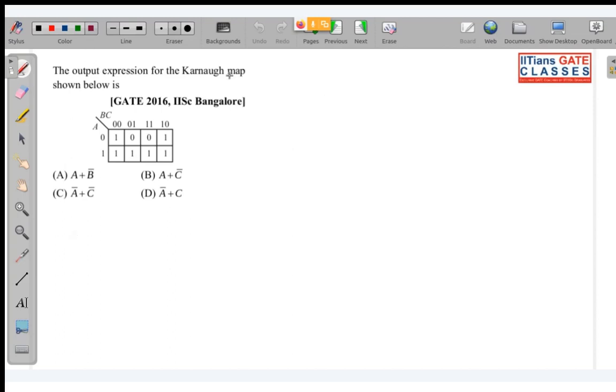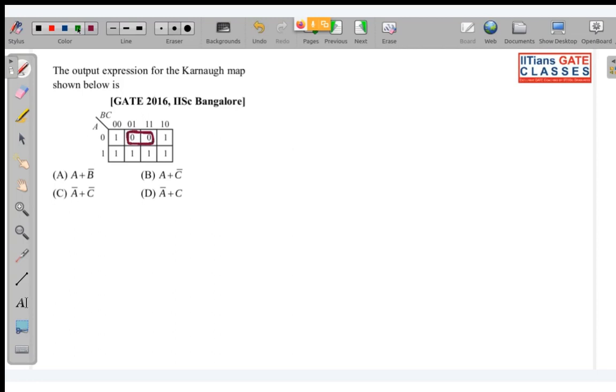The output expression for the K map shown below. So they haven't told you whether to write SOP or POS. So you can take any one of the following. So I am taking POS over here, because it is simple. If I take POS, this will be the group.